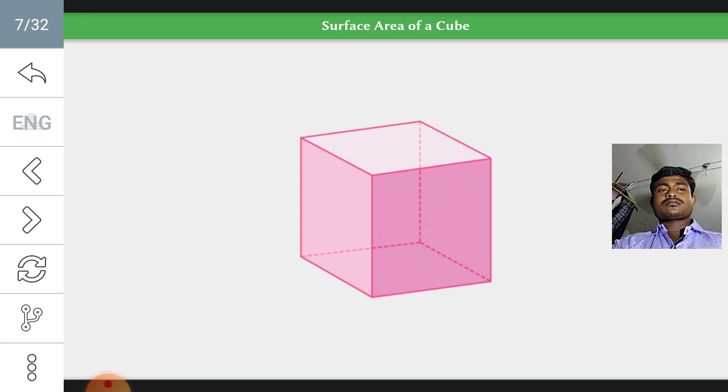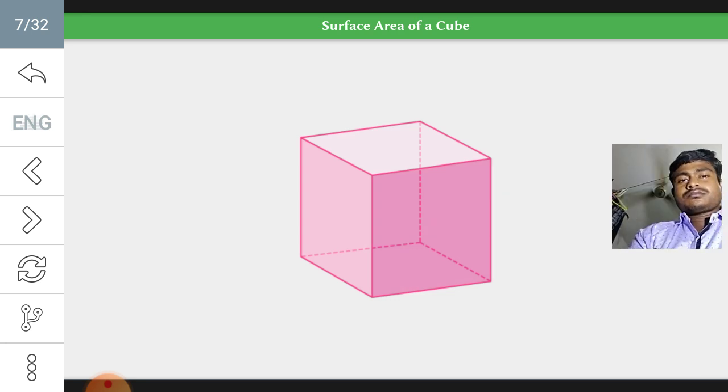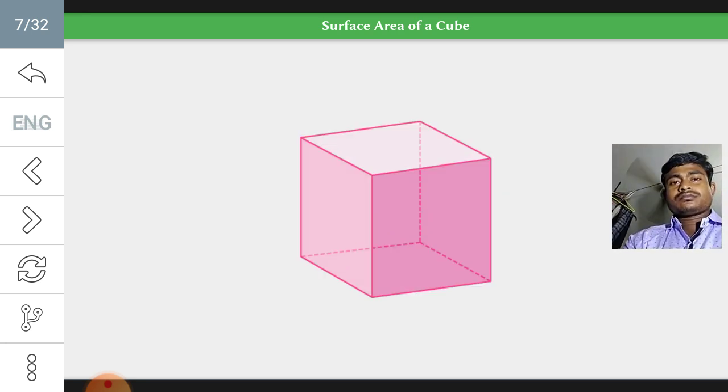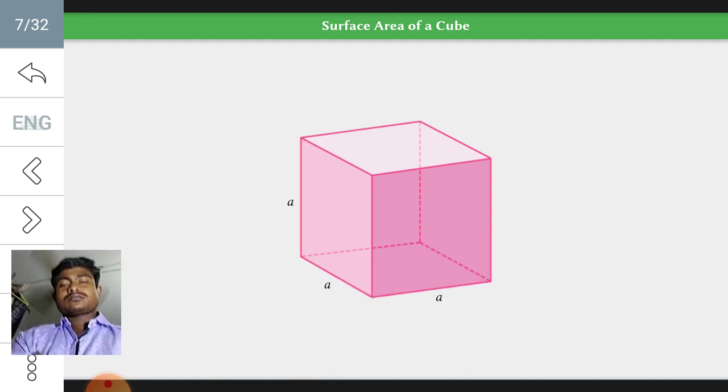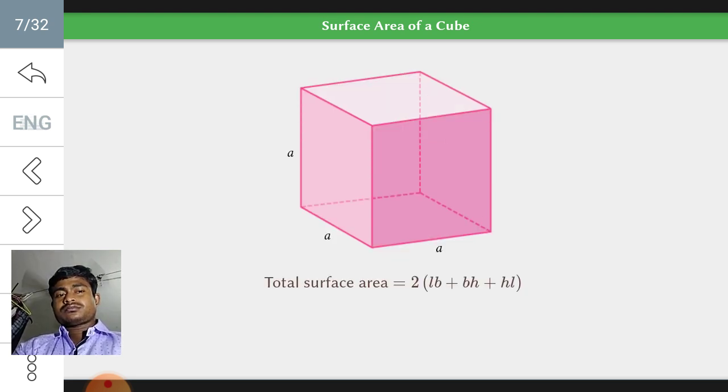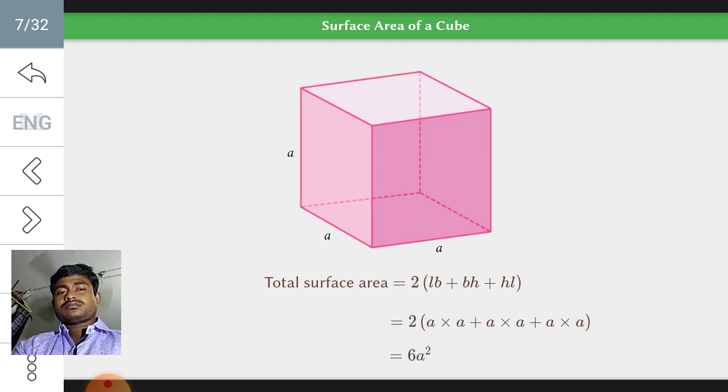We know that a cube is a cuboid in which all sides are equal. So, if A is the length of the edge of a cube, then its breadth and height are A as well. Substituting the values of L, B, and H with A into 2(LB plus BH plus HL), we have 2(A into A plus A into A plus A into A), which is equal to 6A squared.